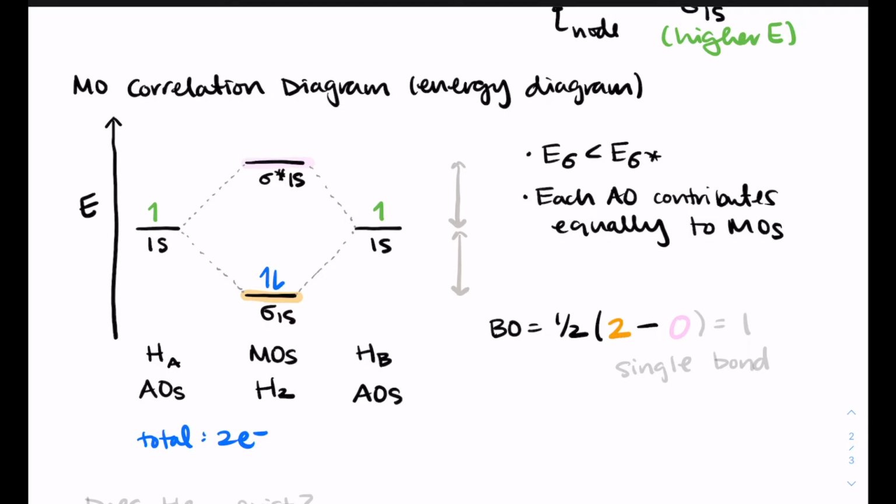If I drew a Lewis structure, I would also see a single bond. So this actually works pretty great for H2. Or at the very least, I get the same answer.